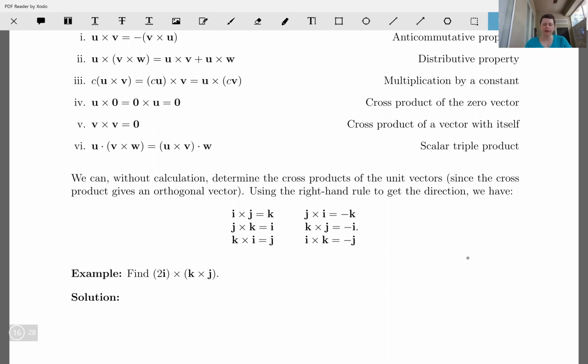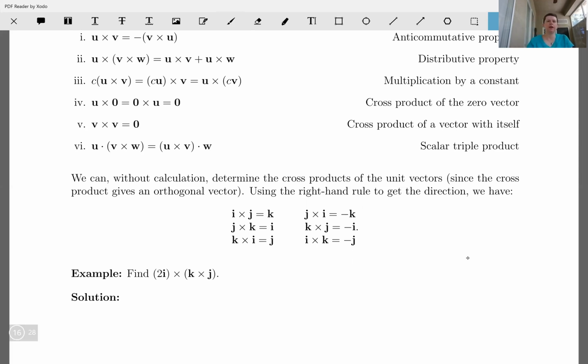But without calculation, we can determine the cross products of the unit vectors, right? Because the cross product gives an orthogonal vector. So we can use the right-hand rule. So if I have i, which is the x-axis, positive x cross j, positive y, my thumb's pointing up, I get k, because that's positive z. Similarly, if I do j cross i, my fingers are on the y-axis, and when I take the cross product, my thumb's pointing down, which gives us negative k.